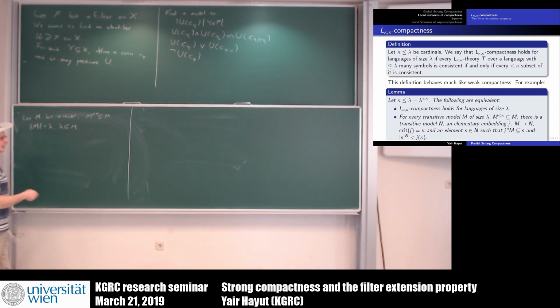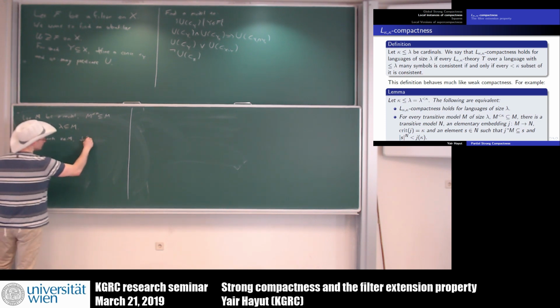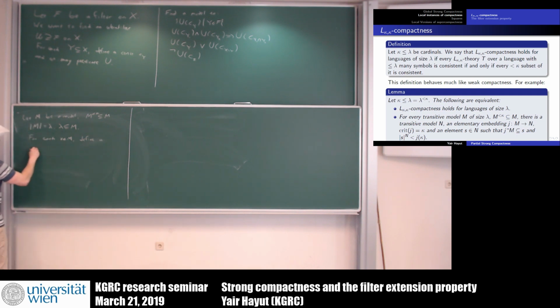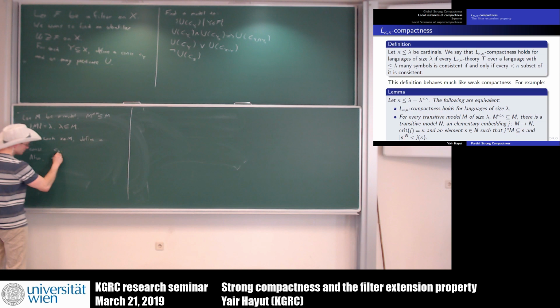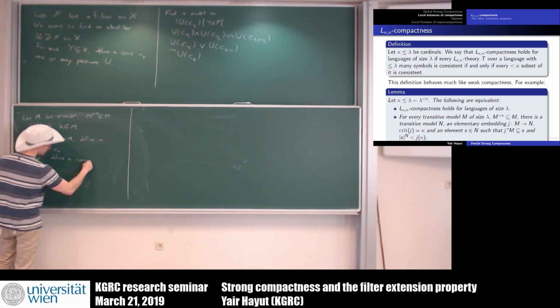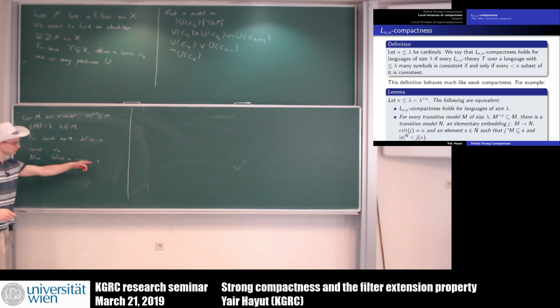Okay, how do I define N? How do I find N? So what I want to say is I'm going to apply compactness on the following theory. So for each x in M, define a constant C of x. This is basically going to be realized as J of x. Also, we will have a constant S, realizing this covering set S, a small set S.